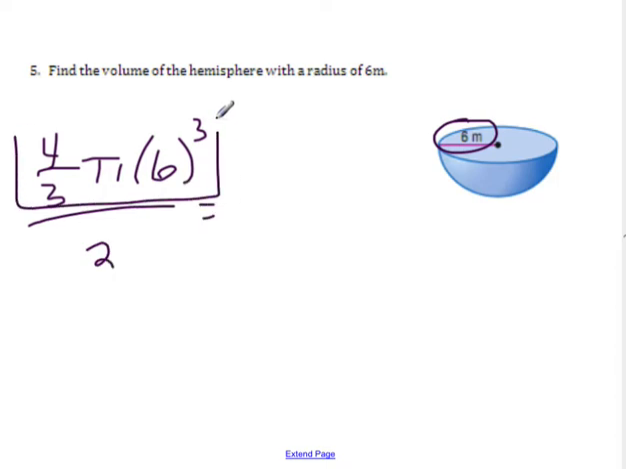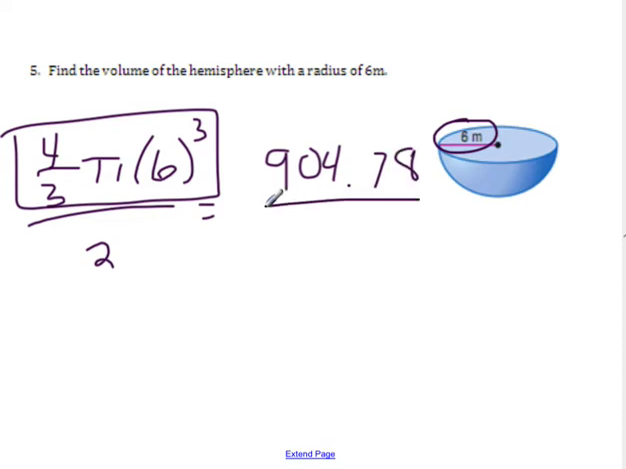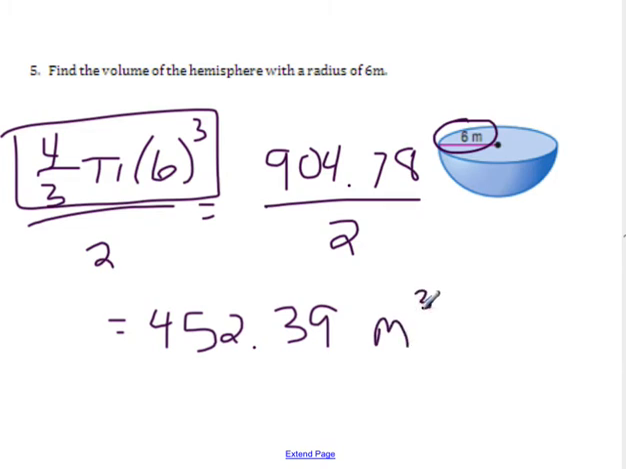So what I did in my calculator is I typed this in. I did 4 divided by 3 times pi times 6 to the 3rd power. And I got 904.78. And then I'm going to take that and divide it by 2. So 904.78 divided by 2 is going to give me 452.39, and then meters cubed for your final answer.